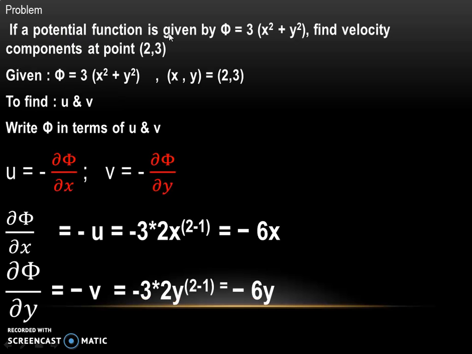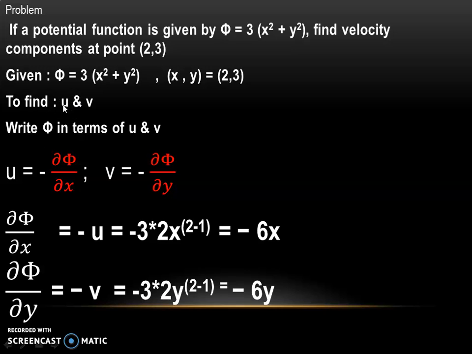If a potential function is given by phi equal to 3 into x square plus y square, find velocity components at point 2, 3. Here in this problem, given values are the equation for phi, which is equal to 3 into x square plus y square, and we are given the values of x and y, that is 2, 3. So by knowing these values, we need to find out what are the velocity components, that is u and v. Here we are not finding the value of w because we are not given z value.